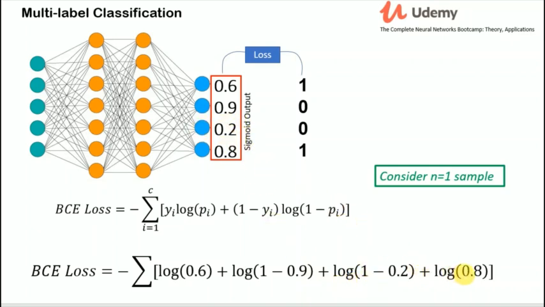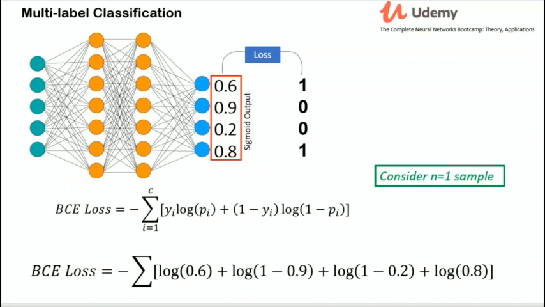And for the fourth class, you have an output label of 1, so we're going to take the first term, the logarithm of 0.8. We're going to sum all of these up, and we'll end up with the binary cross-entropy loss. And here, remember, we've only considered n equals 1.